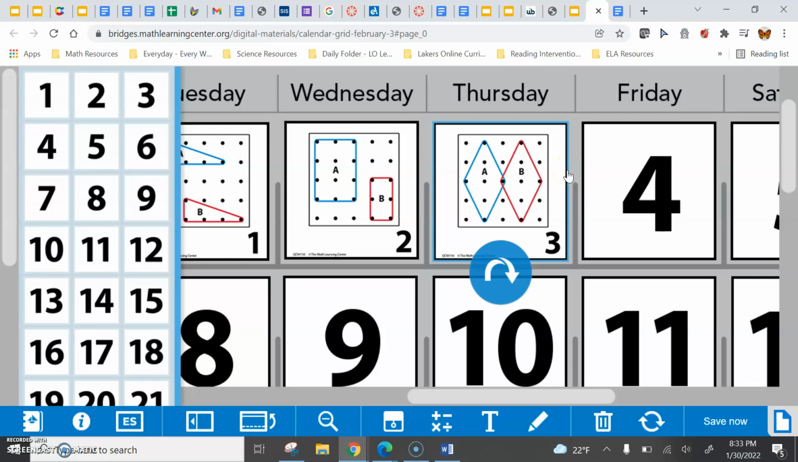And I want you to think about it. Remember, we talked about if a shape is congruent, they are the same size and they are the same shape. Are these rhombuses congruent? Yes or no? If you said yes, then you are correct. Good job, All Stars.